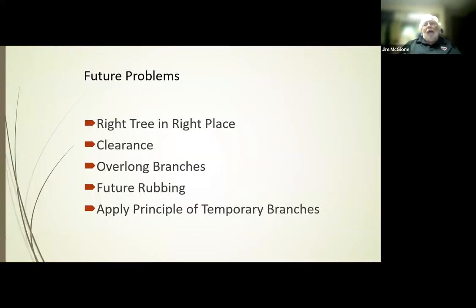When we talk about future problems, most of those hopefully have been dealt with by choosing the right tree and planting it in the right place. Clearance, overlong branches, and future rubbing are all future problems that you might run into with a tree. And with this, you want to apply that principle of temporary branches, which means you don't necessarily have to remove them, but you might want to reduce them to keep them small. So when they finally do have to come off, it will not create too big a wound on the tree.